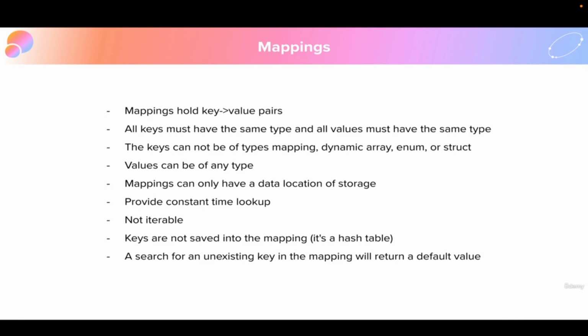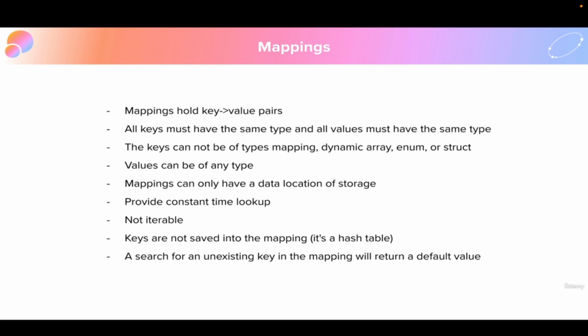of any type. Mappings can only have a data location of storage. This means we cannot declare mappings in memory. The advantage of mappings is that they have constant time lookup, no matter the size. To get a value from the mapping, we provide a key which gets passed through a hashing function that outputs a predetermined index that returns the corresponding value from the mapping. Mappings, unlike arrays, are not iterable.